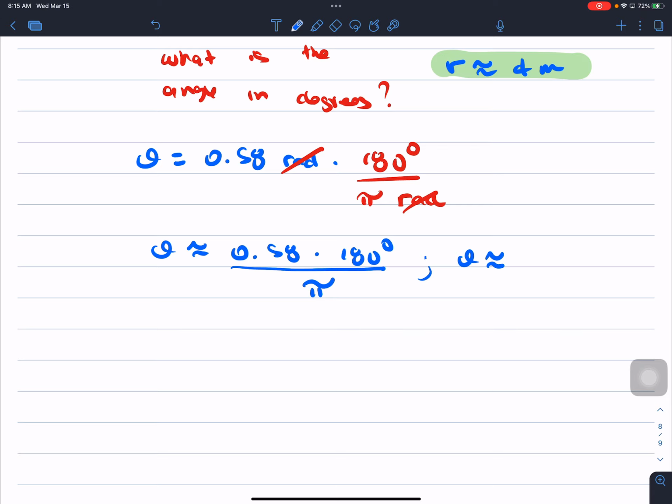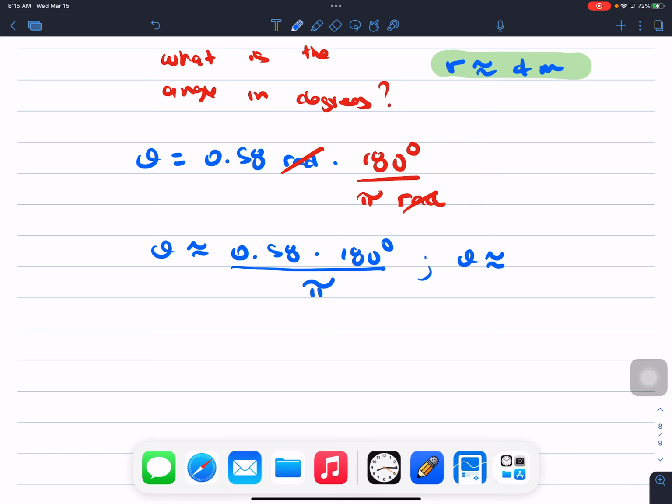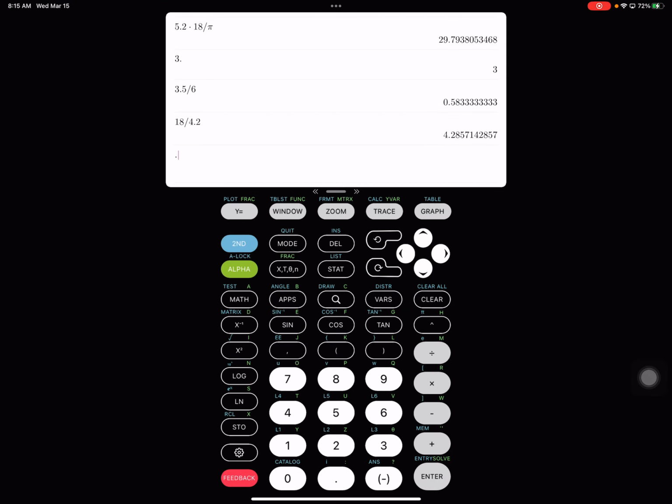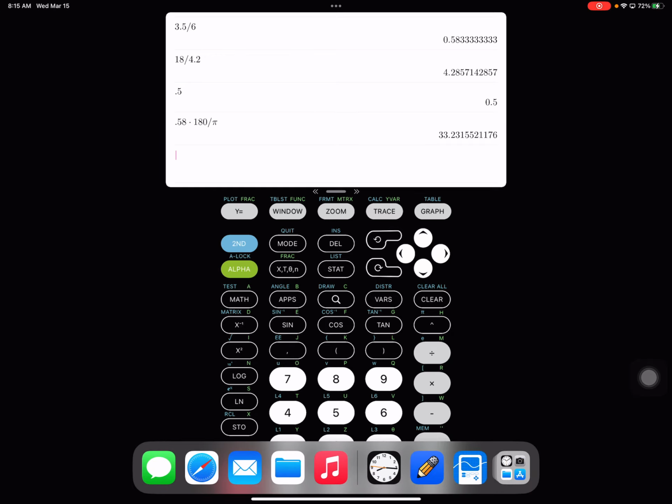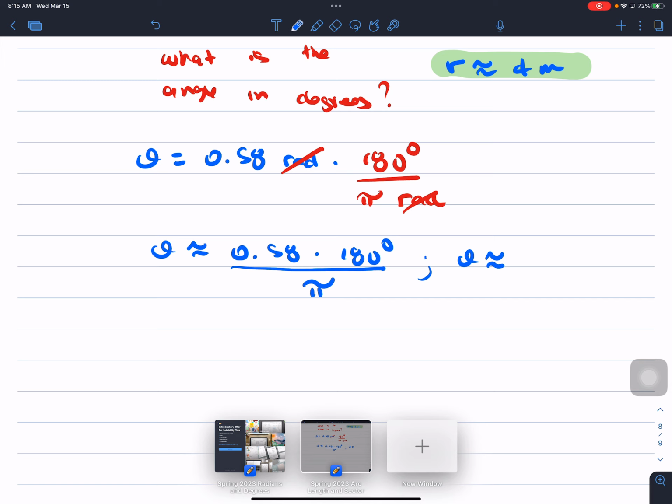Okay. So 0.58, 180 over pi. 0.58. Oops, doesn't get it. 0.58 times 180 divided by the numerical value of pi. Okay? And what do you get? 33 point what? 33.23 degrees. What is that as a whole number? A whole number, 33.23, is going to be what? It's about 33 degrees.